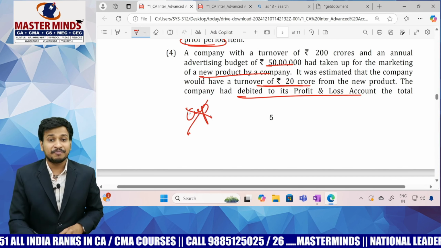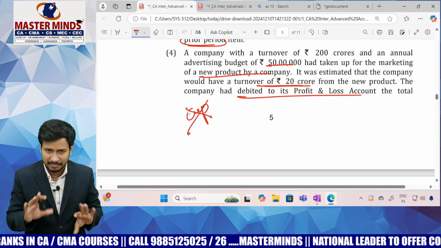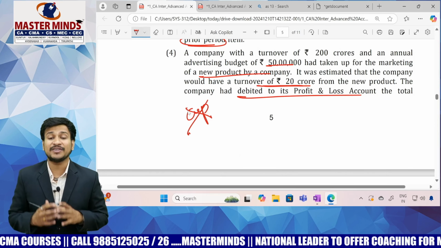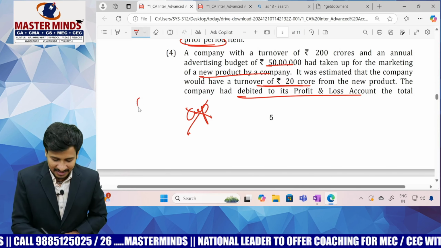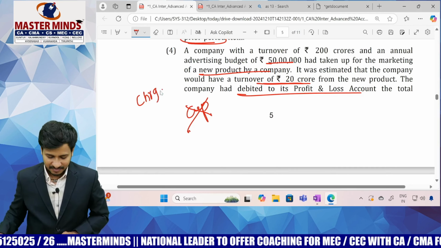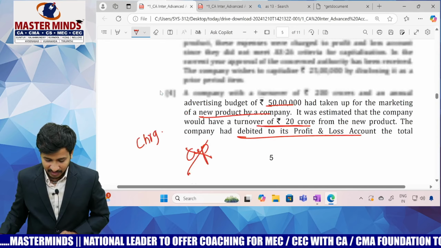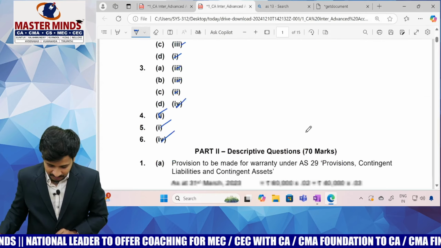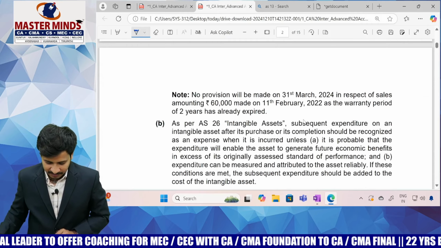No, because with expenditure like advertisement, you might increase the future economic benefit, but there is no control on that. In the sense, prima facie asset definition is failed here and hence you can't capitalize and this is obviously to be charged. That's it. And of course 1C also you are having, but let me cross check with answers 1A and 1B first for you. 1A, yeah, 2450 and 2400.